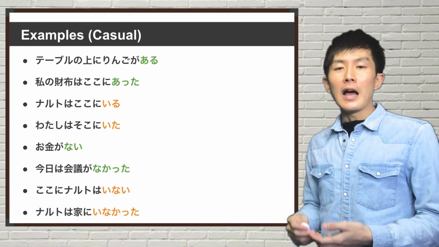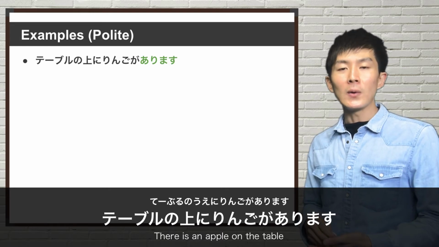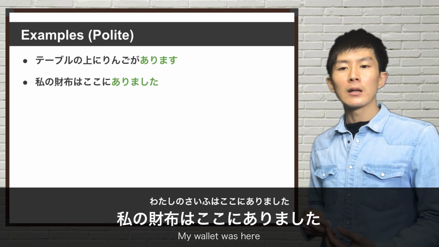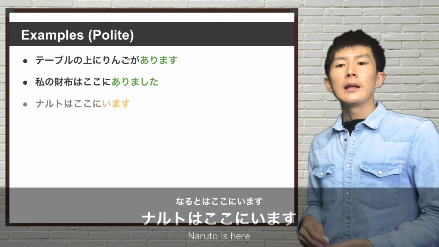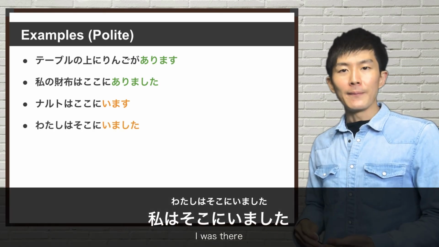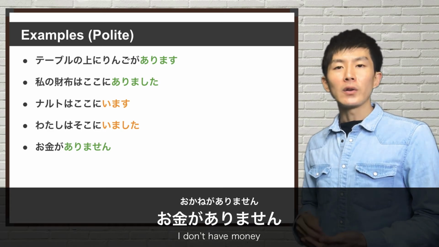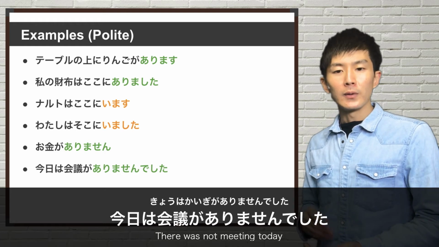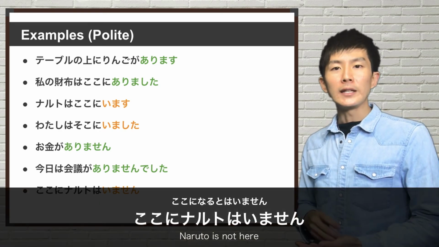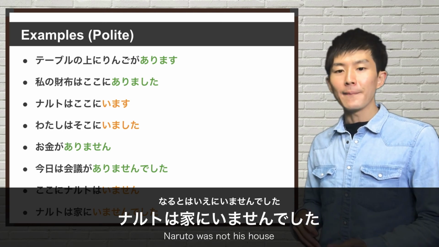These are the casual forms, and I'm going to show you the polite forms just in case. テーブルの上にリンゴがあります。There is an apple on the table. 私の財布はここにありました。My wallet was here. ナルトはここにいます。Naruto is here. 私はそこにいました。I was there. お金がありません。I don't have money. 今日は会議がありませんでした。There was no meeting today. ここにナルトはいません。Naruto is not here. ナルトは家にいませんでした。Naruto was not at his house.